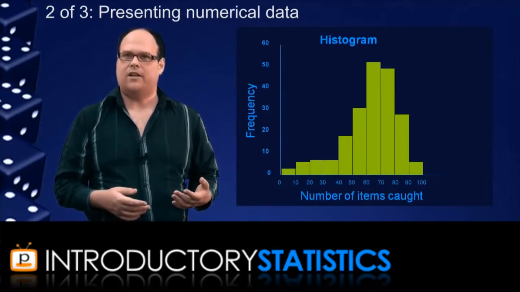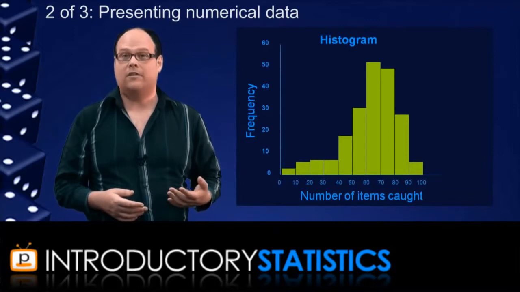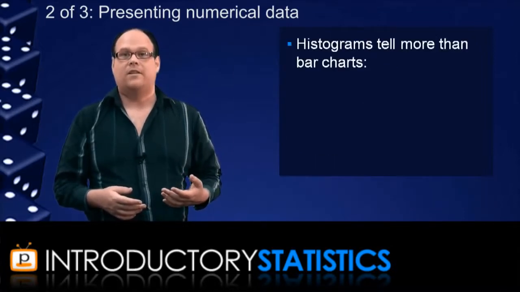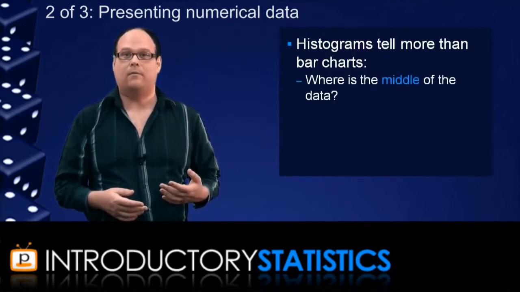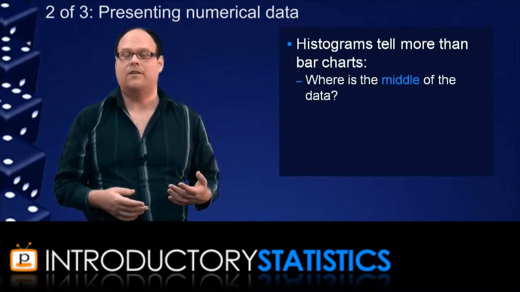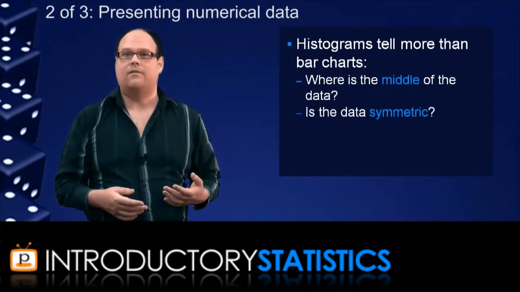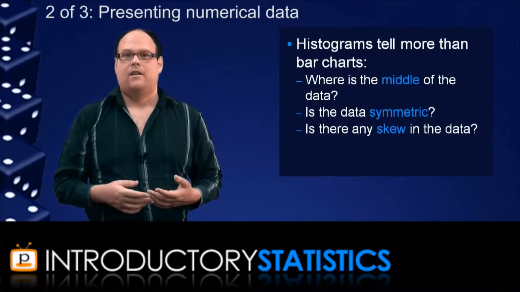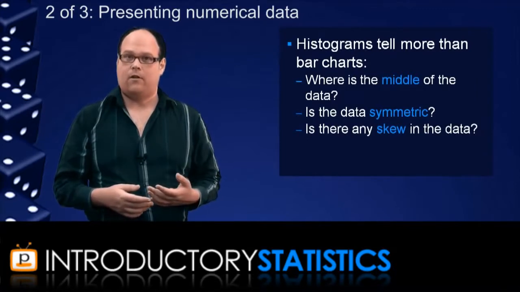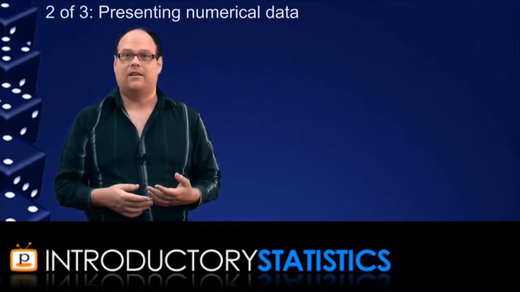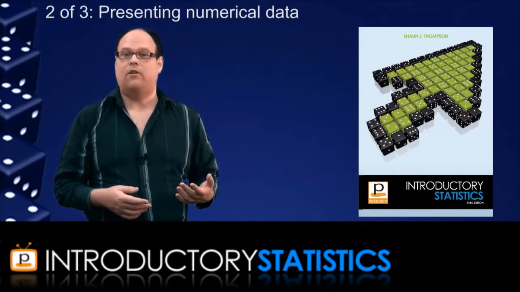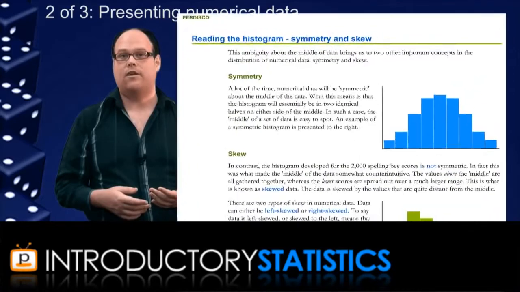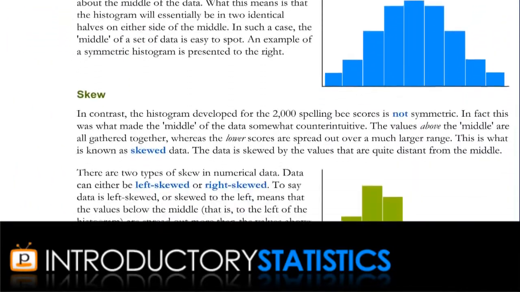It's a lot like a bar chart, but due to the fact that numerical data is more structured than categorical data, we can use the histogram to tell us a lot more about the data. In particular, we can look into things like where the middle of the data is, whether or not the data is symmetric, and whether there is any skew in the data. Now this talk is just a summary, so I won't go over looking at these things in detail here. If you want to see these aspects of a histogram in more detail, you can read all about them in the Pedisco Introductory Statistics textbook.